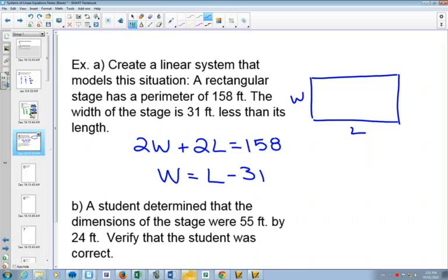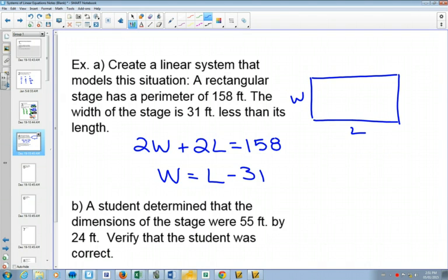And if I was changing this to y equals mx plus b, I might make the W y, because this is already y equals x minus 31. So that one might be kind of nice to do that. And then you could rearrange the first one. How are we supposed to solve this? We only have one number.